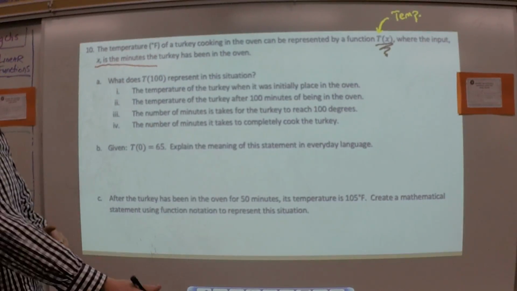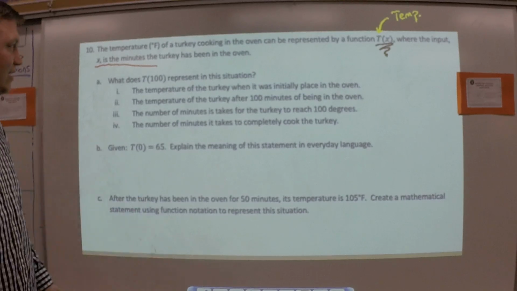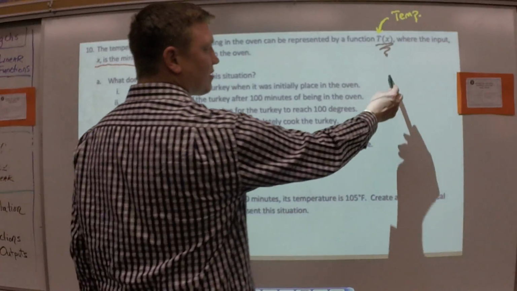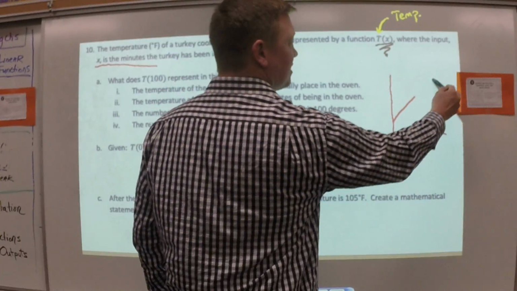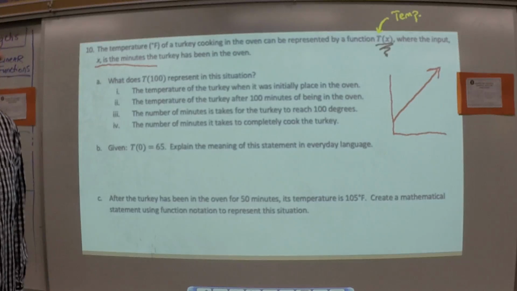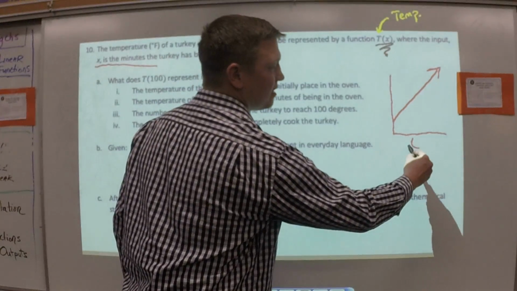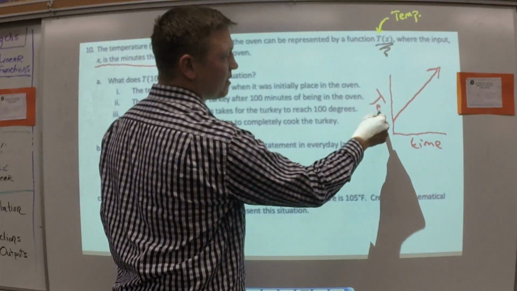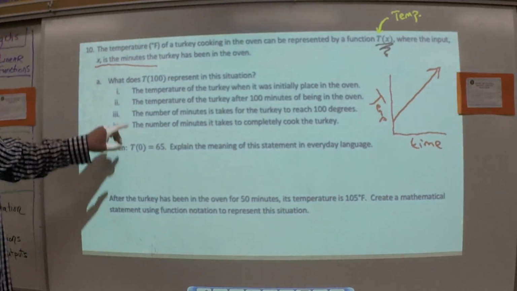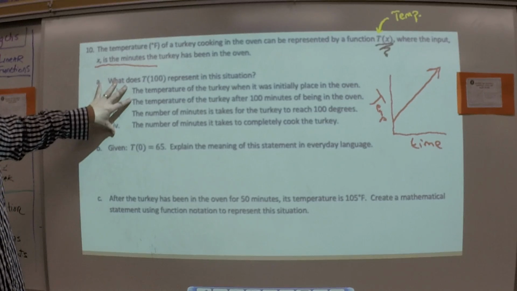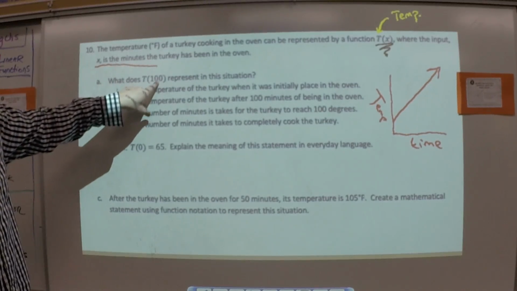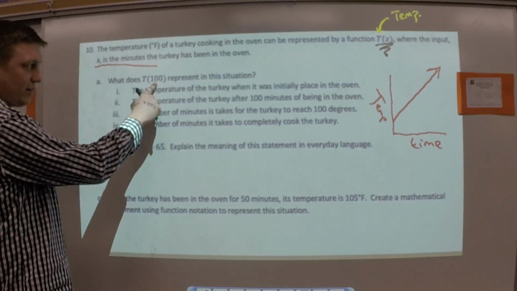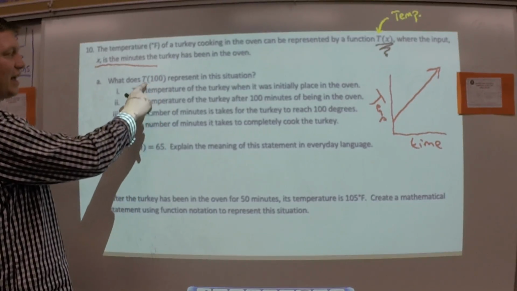So you're going to throw it in the oven, you're going to start cooking this turkey, and the temperature will probably increase. So we would have a graph of probably something like this, and it would increase as time goes on. So time is here, and temp is over here, temp. All right, and so right here it says select one of these that matches T of 100. T of 100 means that the input is what? 100. And this whole thing is representing a temperature.